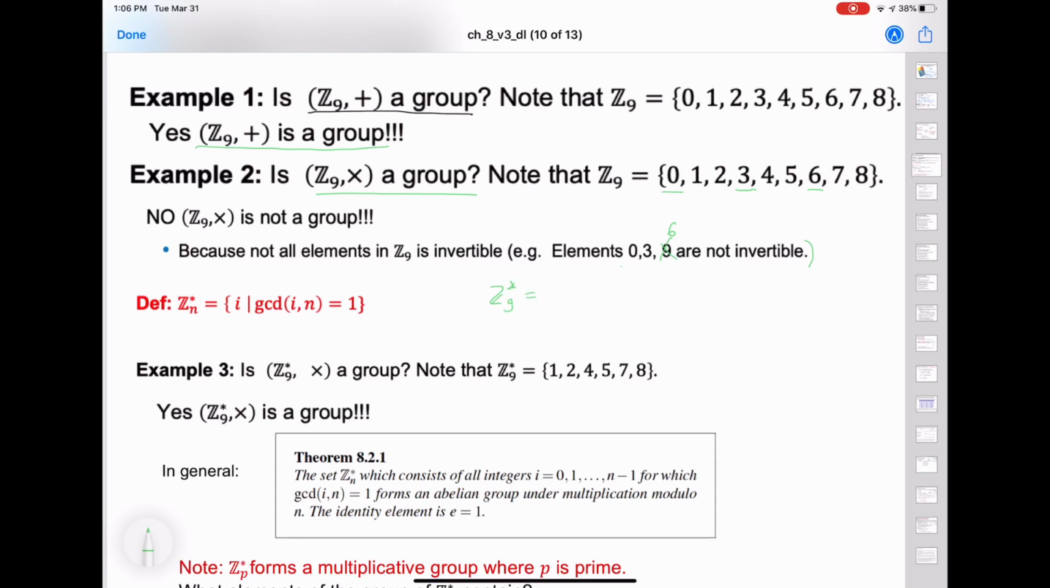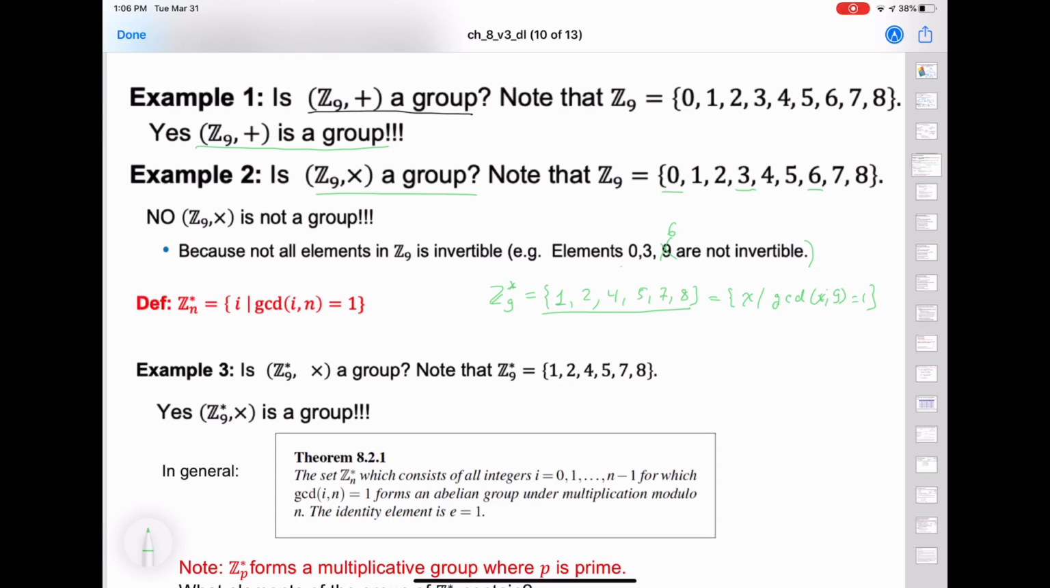It means that I will exclude all elements which are not invertible. What is left over here is 1, 2, 4, 5, 7, and 8. So the elements I am left with, I can write down as all elements x such that the GCD of x and 9 is equal to 1. So all elements are invertible. This means that the GCD of those elements with 9 has to be 1.